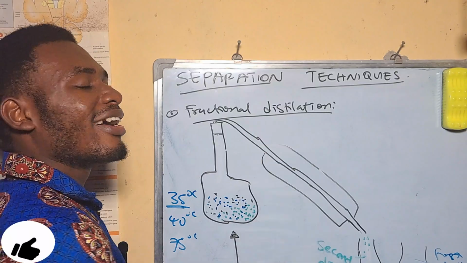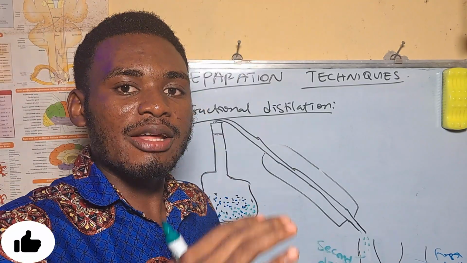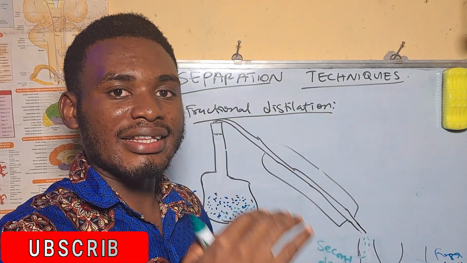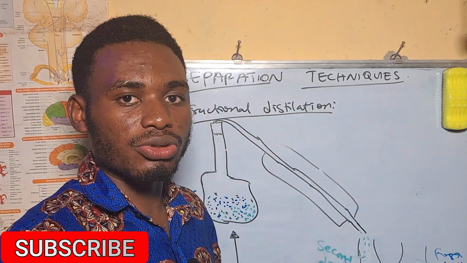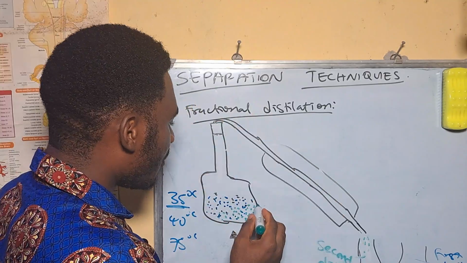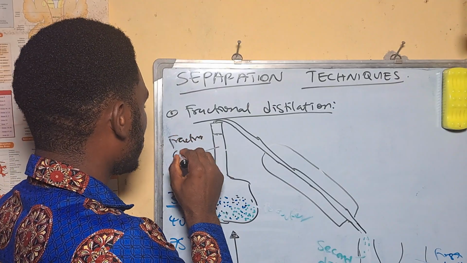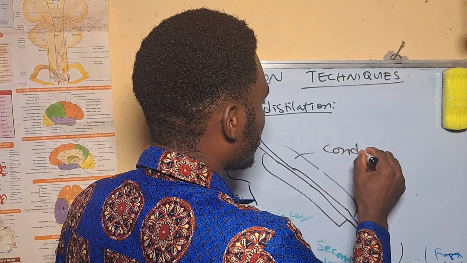This particular technique is chiefly employed in petroleum industries when you want to separate the different fractions of petroleum, like the kerosene, the diesel, and the gases also. So this is our beaker, like I told you before. This is our fractionating column, while this is our condenser.